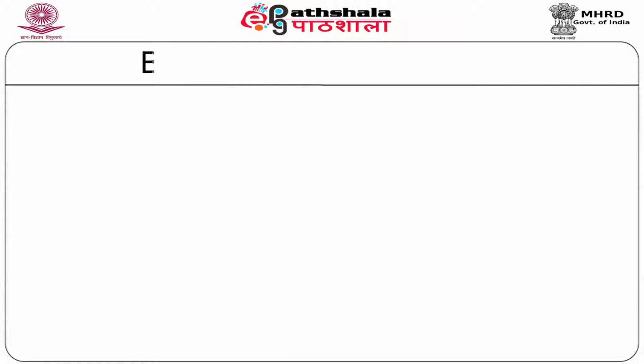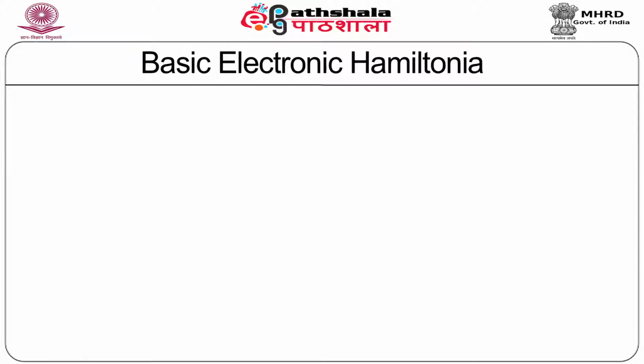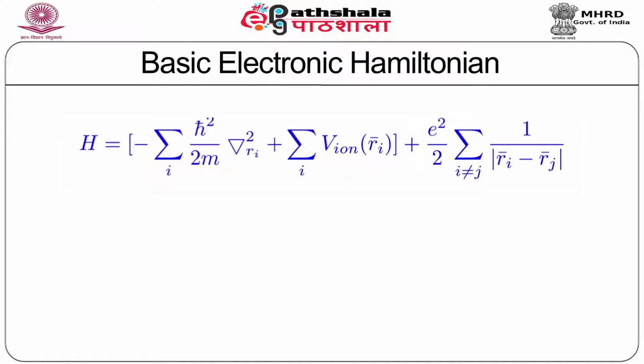The basic electronic Hamiltonian that is obtained after the Born-Oppenheimer approximation of decoupling the electronic degrees of freedom from the nuclei consists of three terms, as shown in this slide. The first term is the kinetic energy of the electrons. The second one is the attractive potential, which is generated by the fixed nuclei. And the last one is the potential that is generated out of electron-electron repulsion.